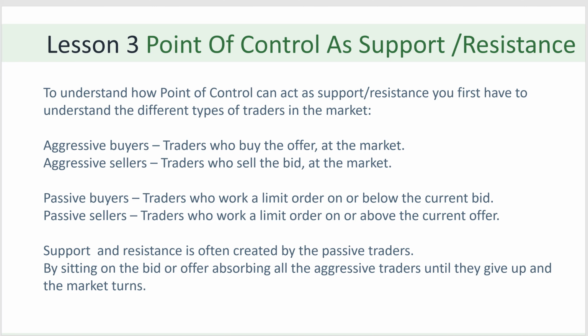If you have a big passive bid, aggressive sellers keep selling, and then finally they're like, geez, you can't get past this bid. They give up, and what happens is they start covering their shorts and the market starts rallying, just as with the big passive offers that are up there, right?